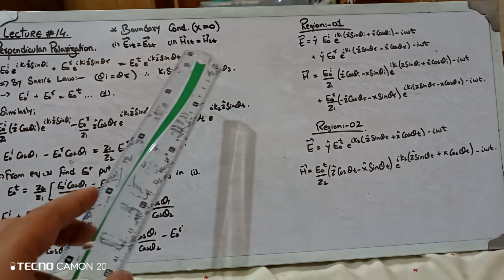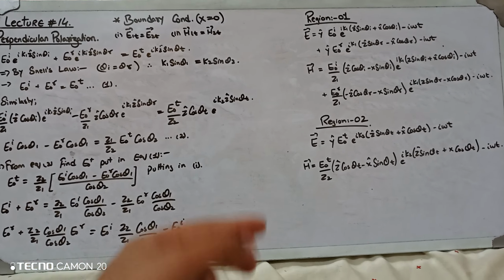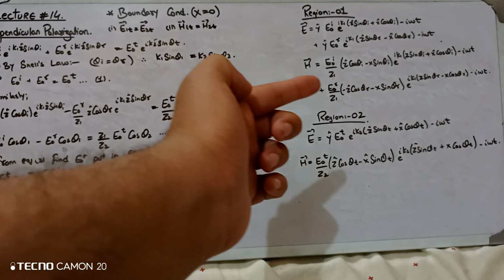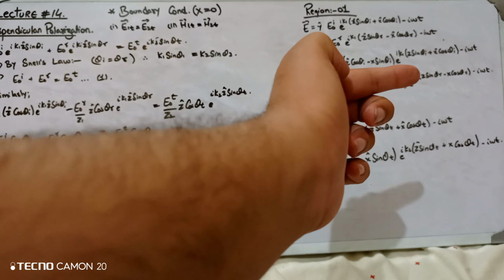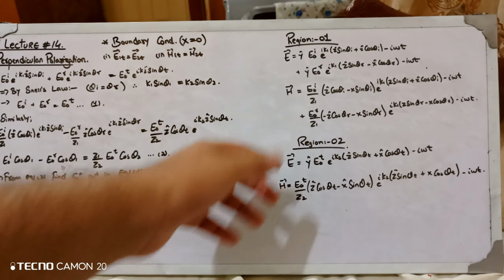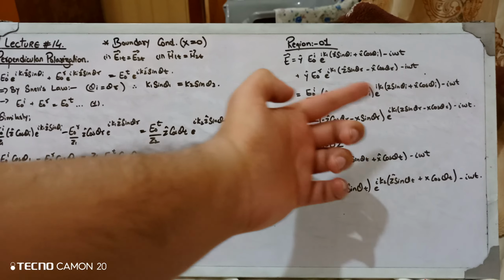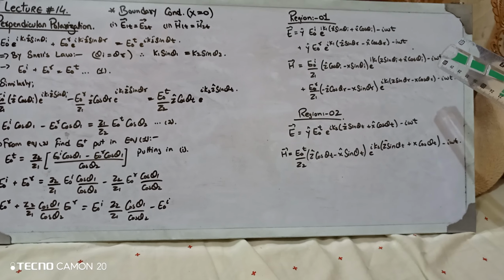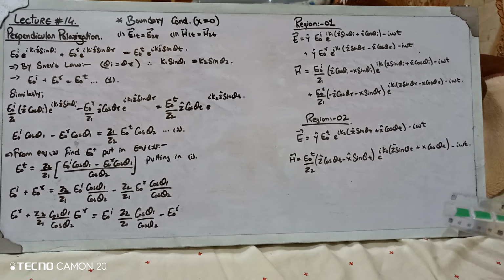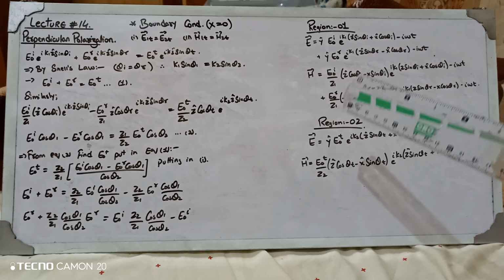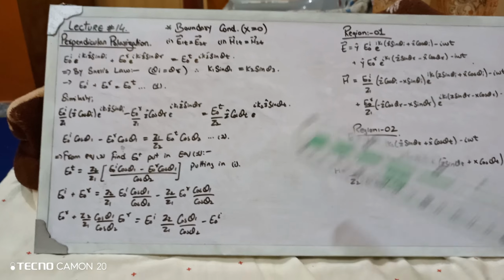Similarly, you have to apply the second boundary condition, which is H1t equals H2t, meaning you equate this equation with this one by putting x equals to 0. This becomes 0, and this becomes 0, and this x term becomes 0. Again e power minus iota omega t can be taken common and cancelled. Here you can also see z1 on both sides; it goes to the other side and becomes z2 by z1. So let's start.